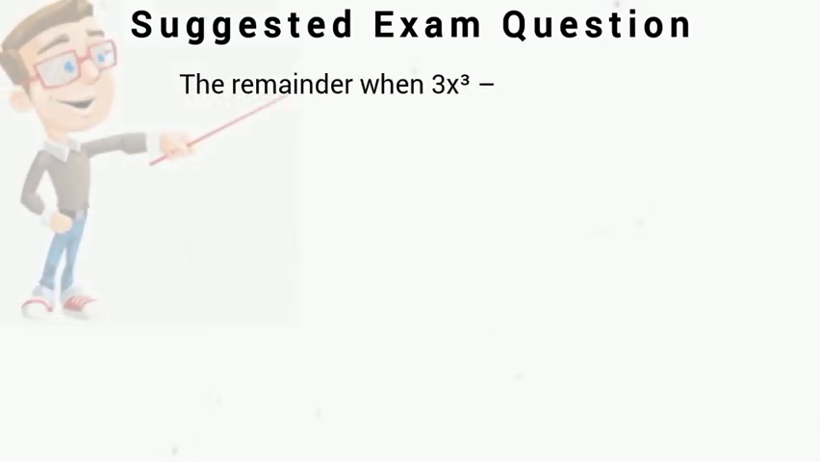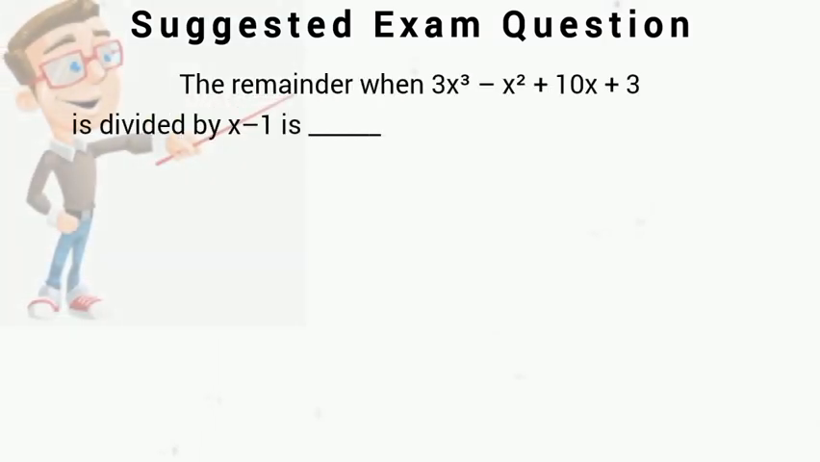What would you do if you are given a problem like this to solve? You are to find the remainder when 3x to the power of 3 minus x to the power of 2 plus 10x plus 3 is divided by x minus 1. What's going to be the remainder? Alright, we're going to see how fun this question can be solved.